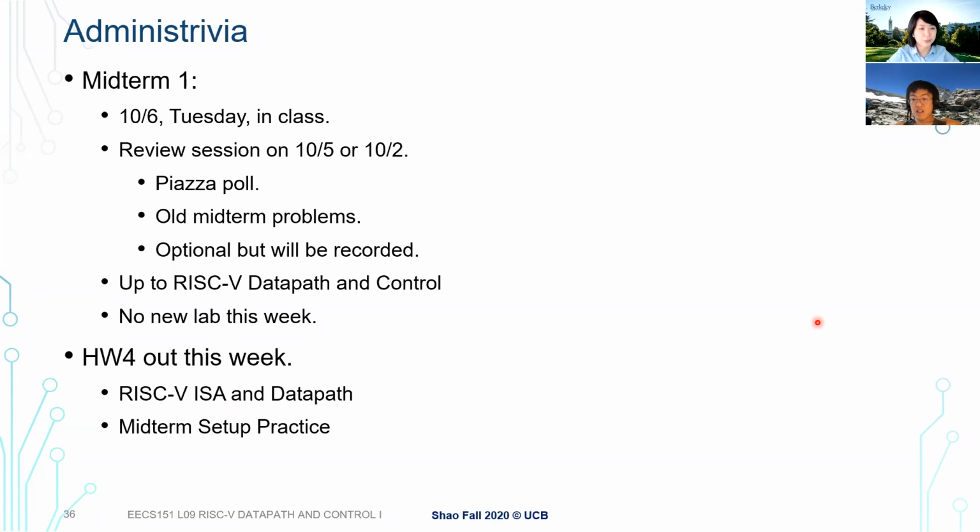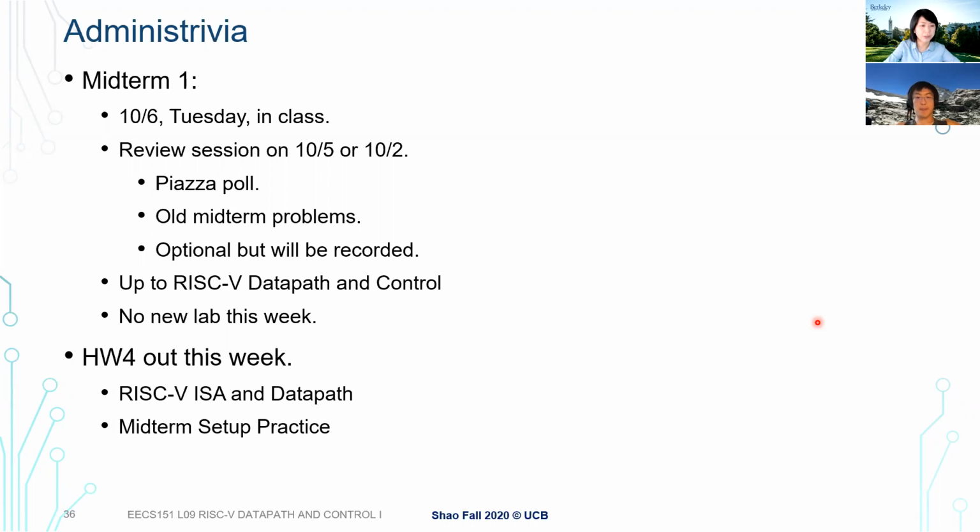The topic for the midterm will basically be up to the RISC-V data path and control, basically this slide deck. We probably won't finish this slide deck today, but it will be done after next Tuesday's lecture, and all the instruction formats should already be included in this slide deck. We'll introduce pipelining next Thursday, but pipelining will not be part of the first midterm. And as we mentioned earlier, we will not have a new lab this week. So use this week to catch up on the old labs, and also review the topics and prepare for the midterm.